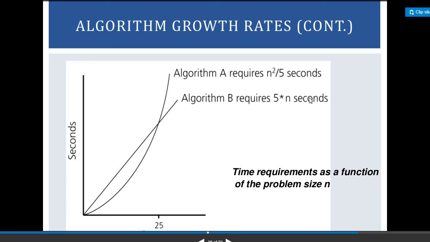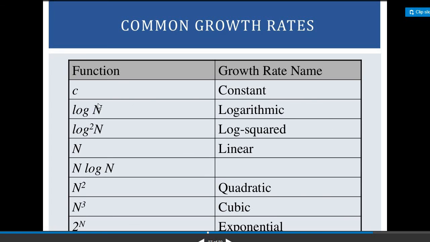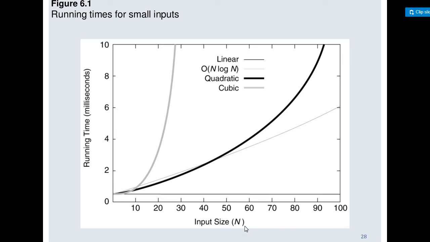If we see the growth rate, algorithm B requires 5 times n seconds, and algorithm A requires n squared by 5 seconds. So the time requirement is a function of size n, and this shows different growth rates. Common growth rates are constant, log n logarithmic, log squared n, n linear, n log n, n squared quadratic, n cubed cubic, and exponential. These are the common growth rates of algorithms.